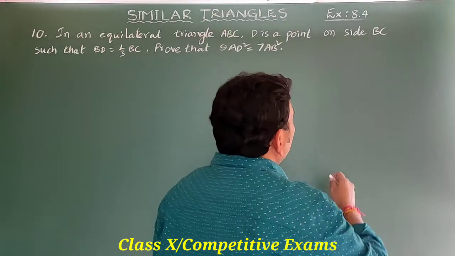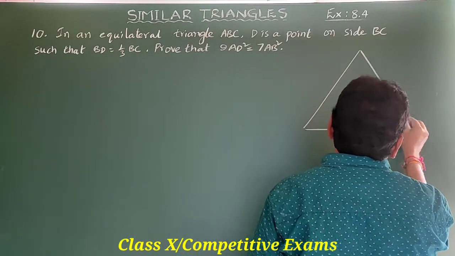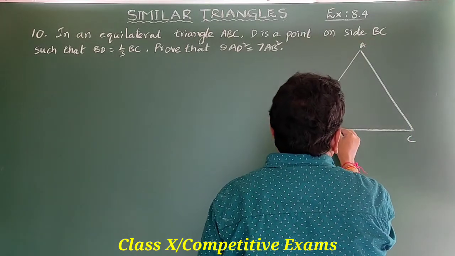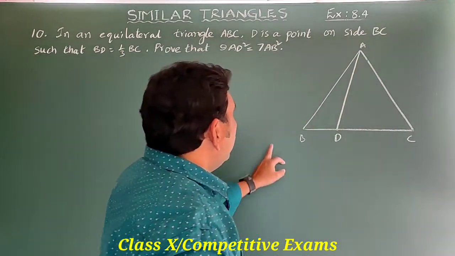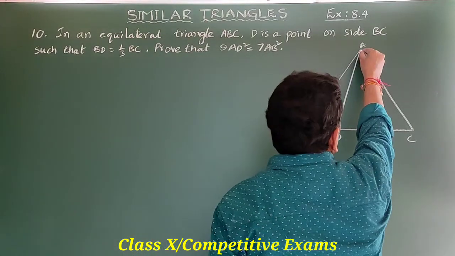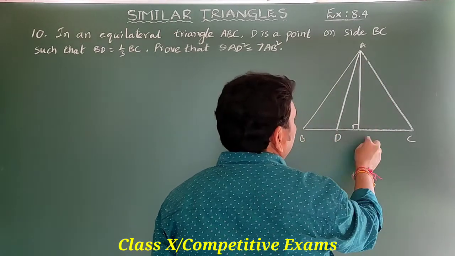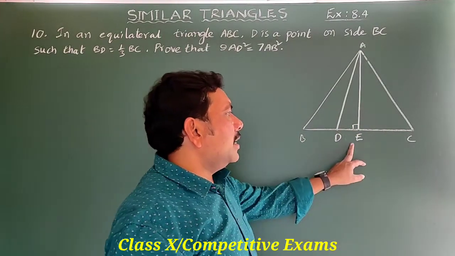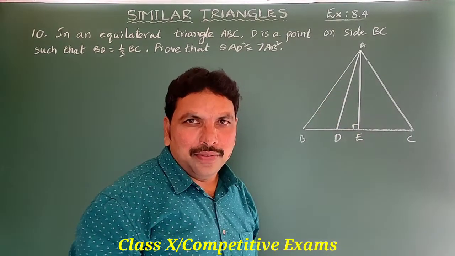According to the problem, first draw an equilateral triangle. This is an equilateral triangle ABC. Next, D is a point on BC such that BD is equal to 1 by 3 BC, and draw an altitude in triangle ABC. Altitude or median, everything is the same in an equilateral triangle. E is the point on BC, and AE is the altitude.